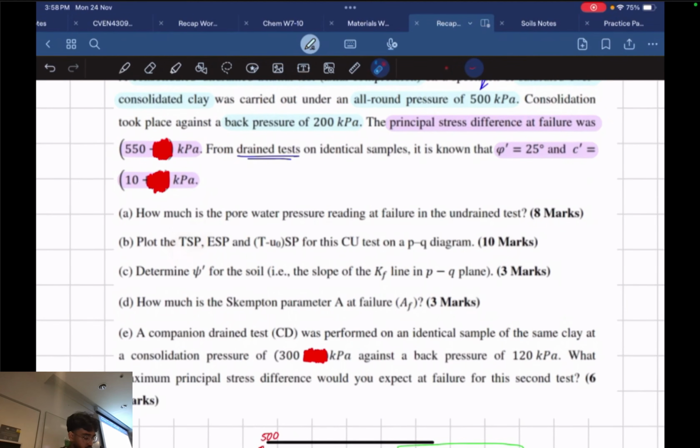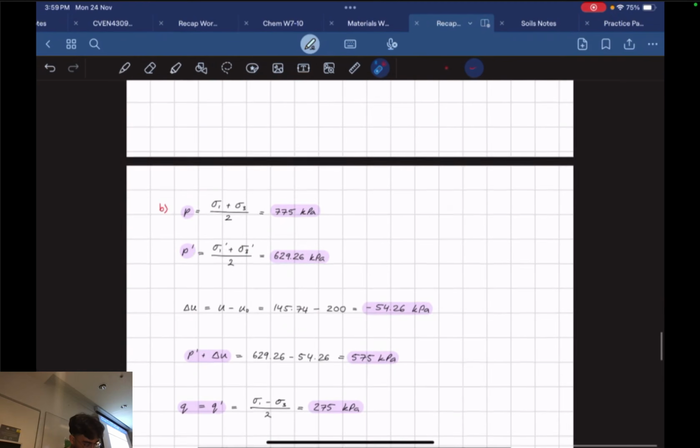Total stress path, E is like your effective stress path, T minus U is your total stress path minus your back pressure. So the U0 stands for back pressure. So you draw your total stress path and you just have to shift it by your back pressure to the left. And so I've done a few initial calculations.